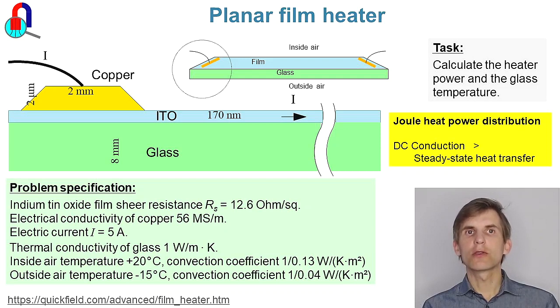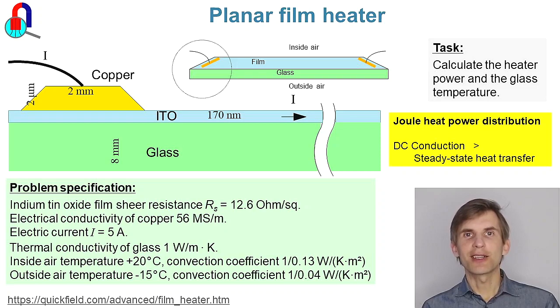Our task is to calculate the temperature of the glass. To be able to do so, we should first determine the joule heat power. I'm going to use QuickField simulation software to conduct the virtual experiment. First, I'm going to simulate a two-dimensional DC conduction problem and calculate the current density distribution and the joule heat power density distribution in the film. Then I'm going to run the thermal problem and calculate the temperature distribution in the glass.